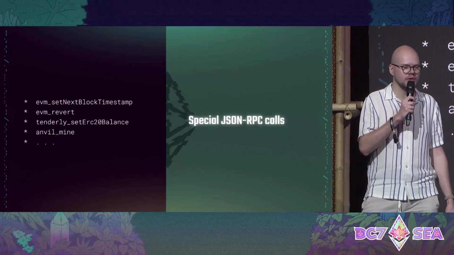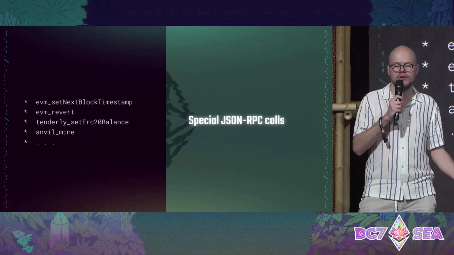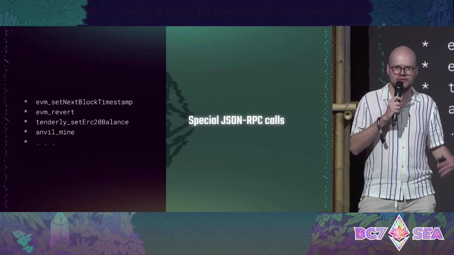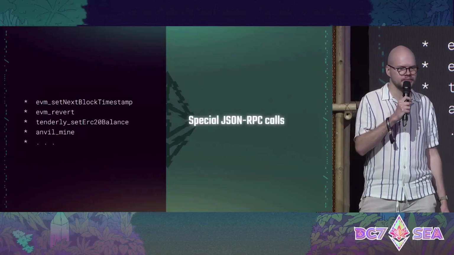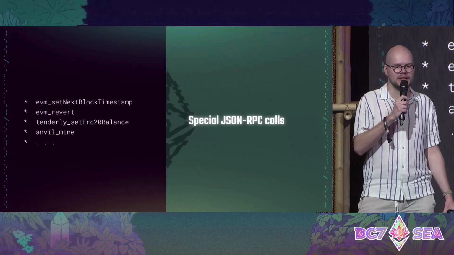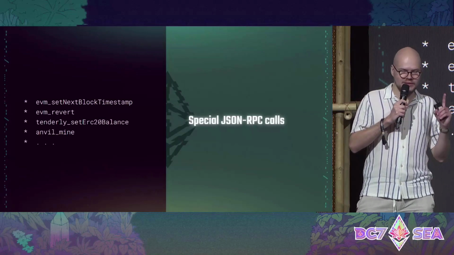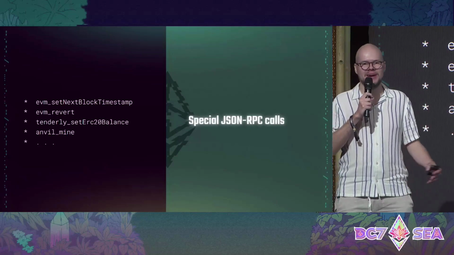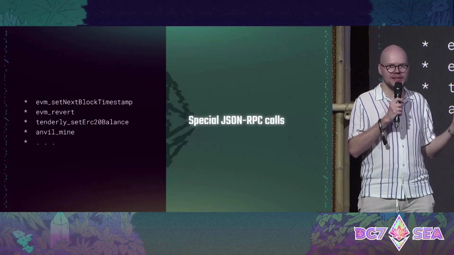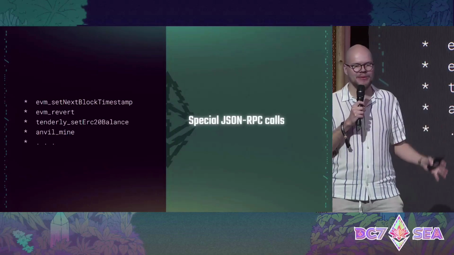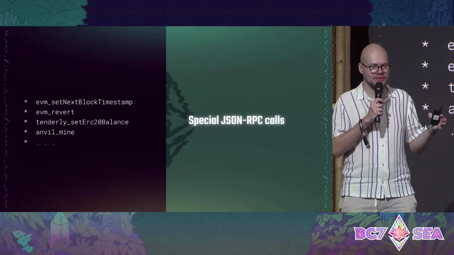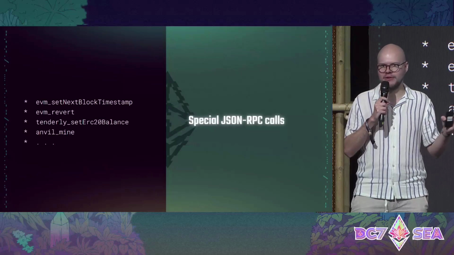Then we have evm_revert, which enables us to revert to a previously created snapshot. So it's like a dump of the state of the blockchain at a particular moment. Then we have set ERC20 token balance, which does what you expect it to do, or does it? And there's anvil_mine for mining new blocks. And there are many other methods, really God knows how many, because they are not documented properly. As you can see, some of them have different prefixes, but the most important thing is that all of these methods have compatibility issues.